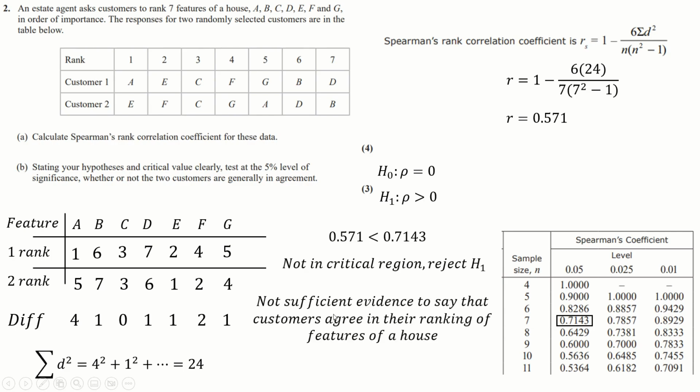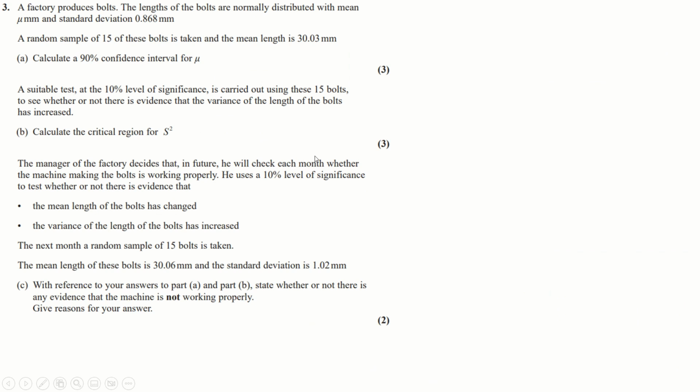And then we'll always write something in FS2 and FS1, always write something contextual at the end of every single hypothesis test. So something about customers ranking the house. Always just write something. Otherwise, you may well lose a mark, and it's not worth losing a mark just because you couldn't be bothered to write a sentence.